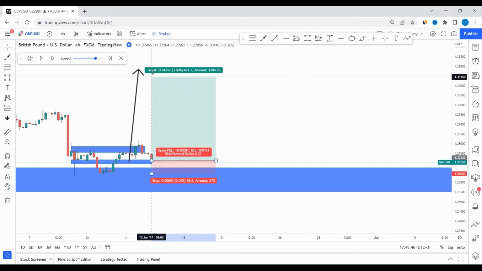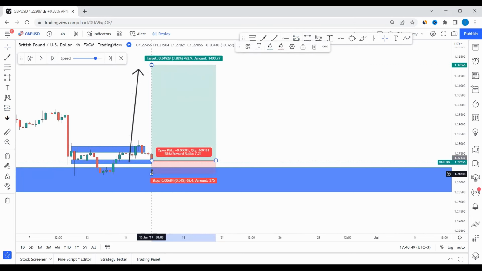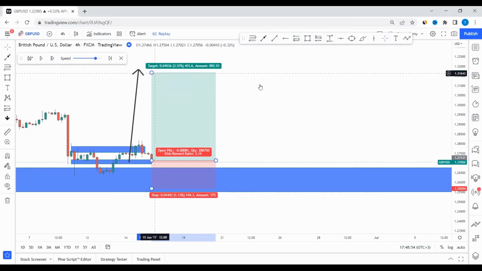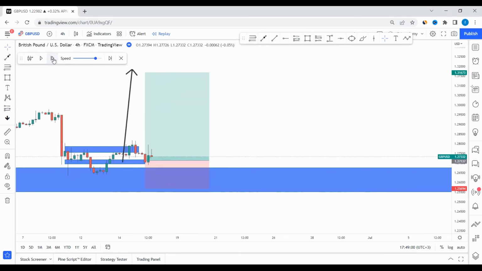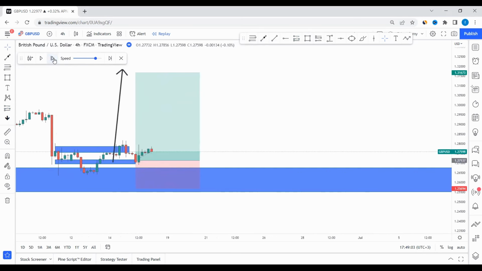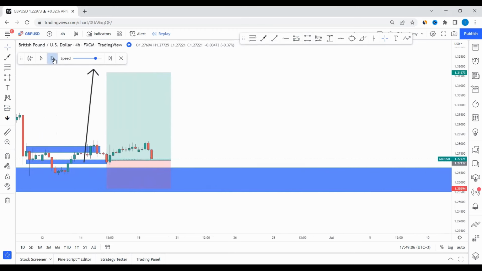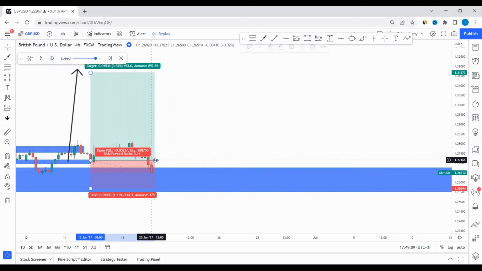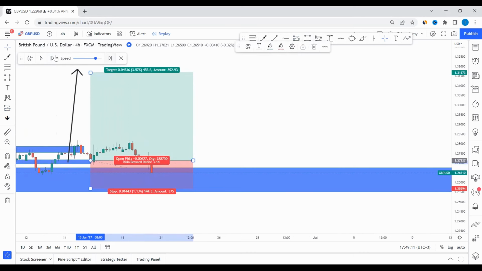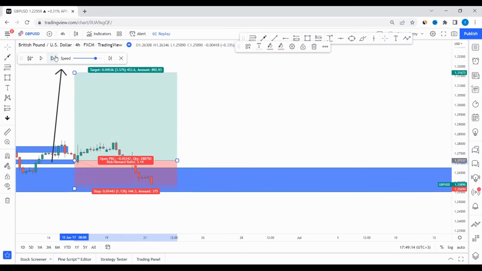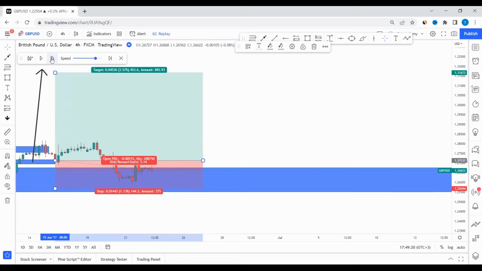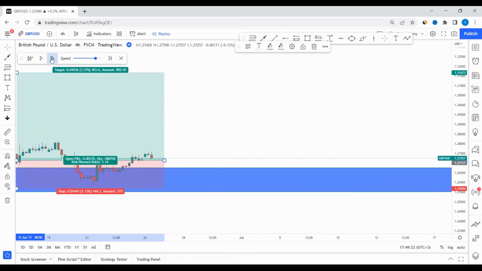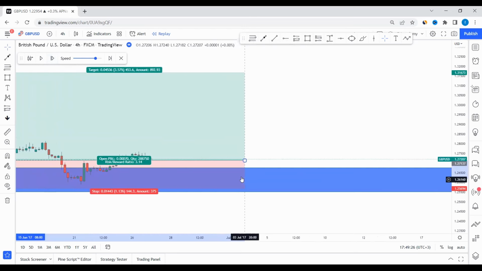So we're going to take our 1 to 3, just 1 to 3, something like that, right? So let's see how the market plays out. We had a small drawdown, so let's see how the market plays out. Almost took us out. Let's see how the market plays out.